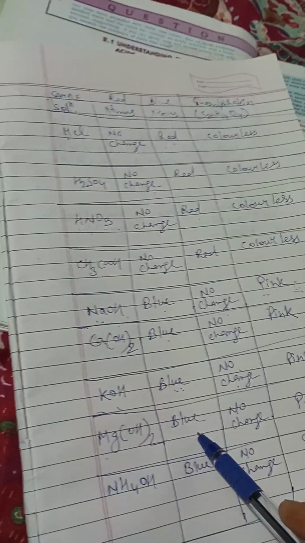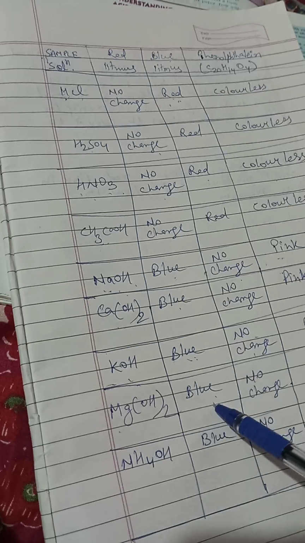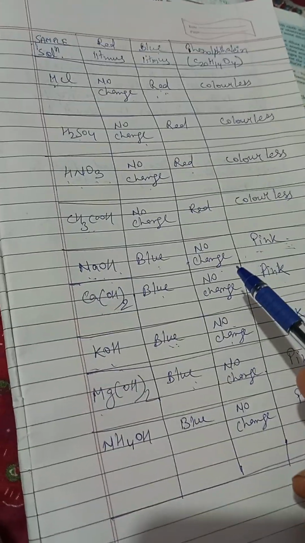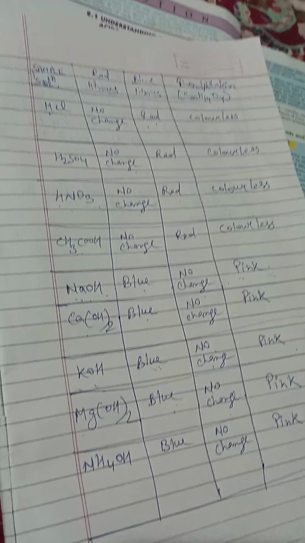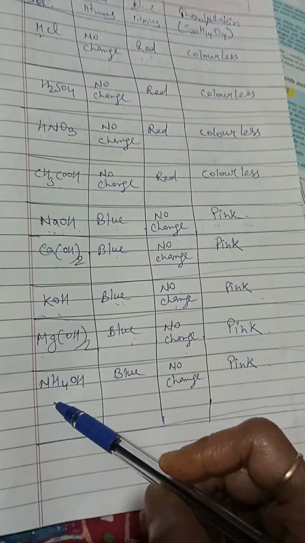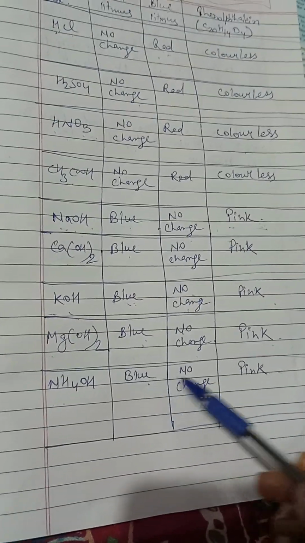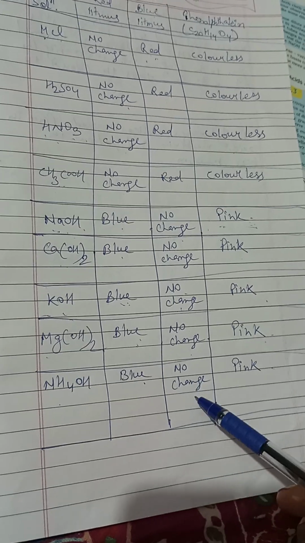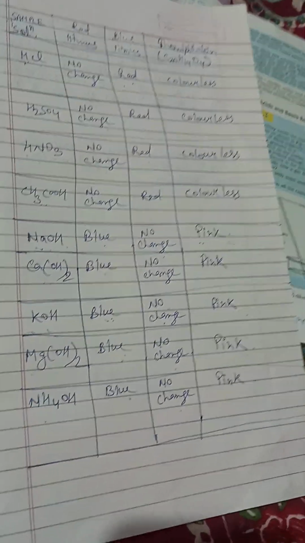With magnesium hydroxide, it is basic, so it will change red litmus solution into blue, blue litmus solution has no change, and phenolphthalein has pink color. And with ammonium hydroxide, red litmus will change to blue, with blue litmus it has no change, and phenolphthalein has pink color. So our table is completed.